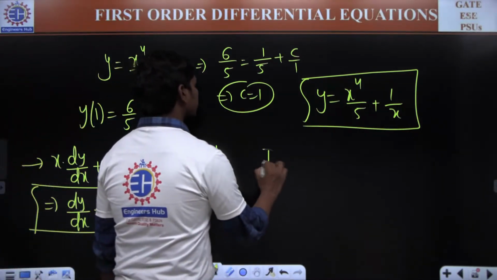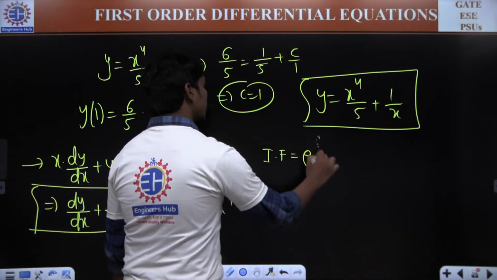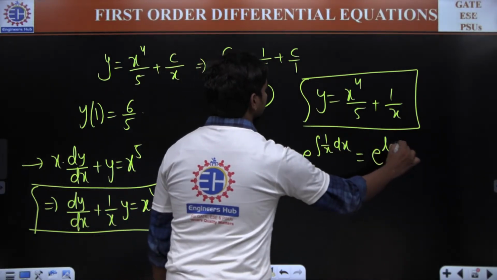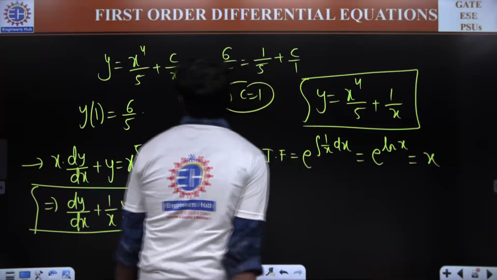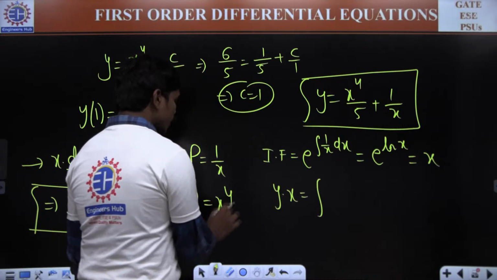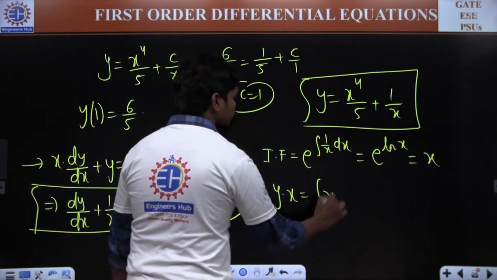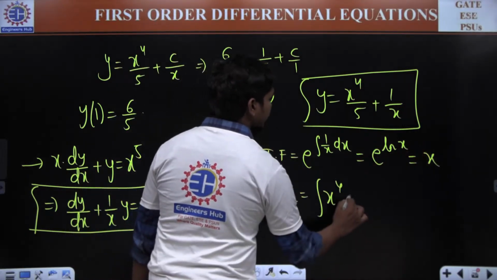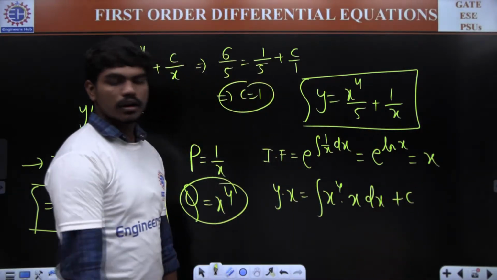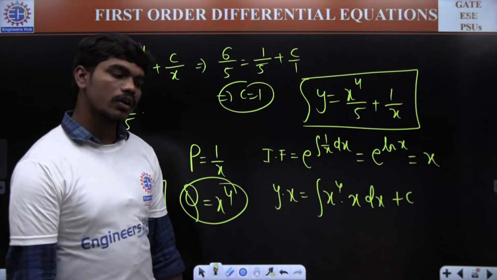Integrating factor IF is equal to e power integral 1 by x dx, which is e power log x to the base e, and which is x. So if the integrating factor is x, then y into x is equal to integration of q, which is x power 4, into the integrating factor, again x, dx plus constant. Now did you understand how this came? Got it. Okay, good.